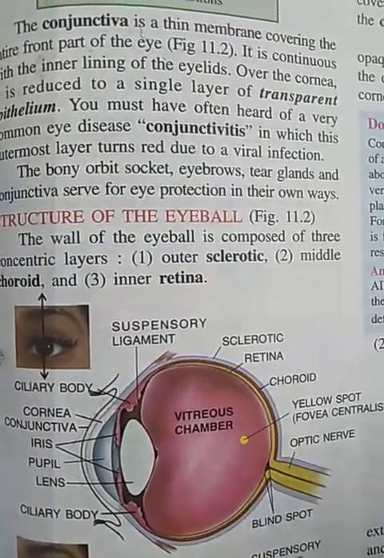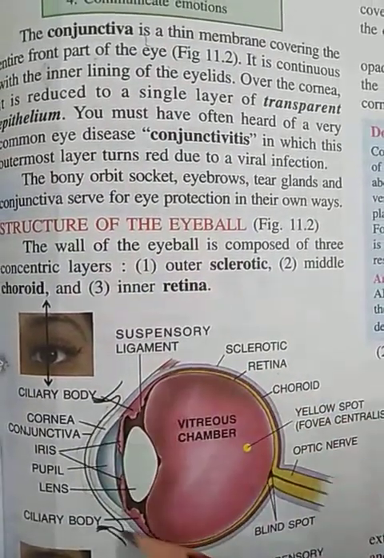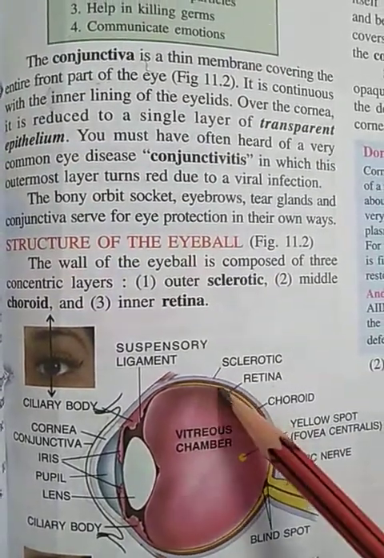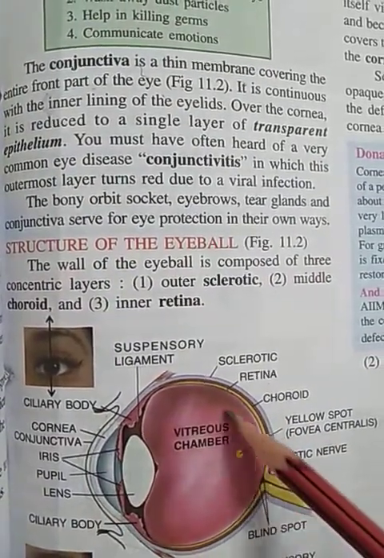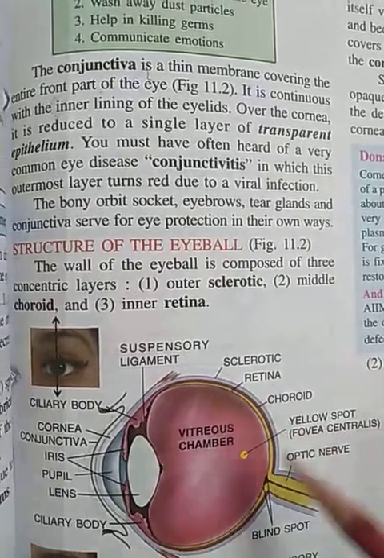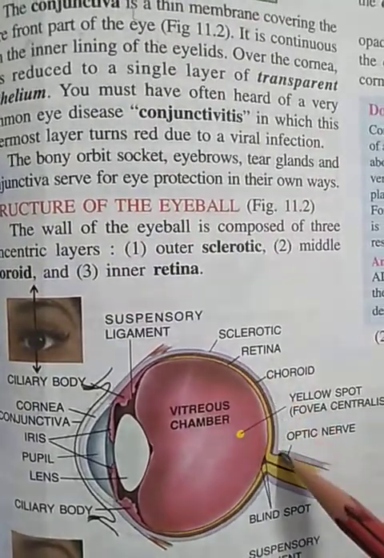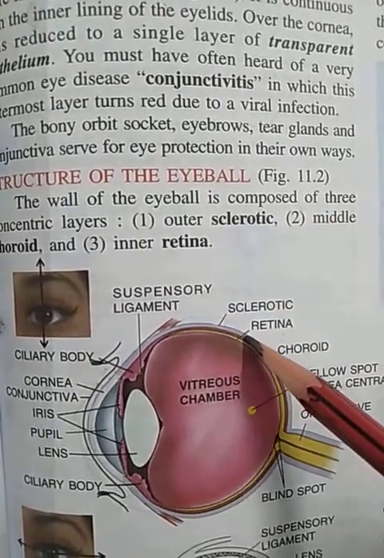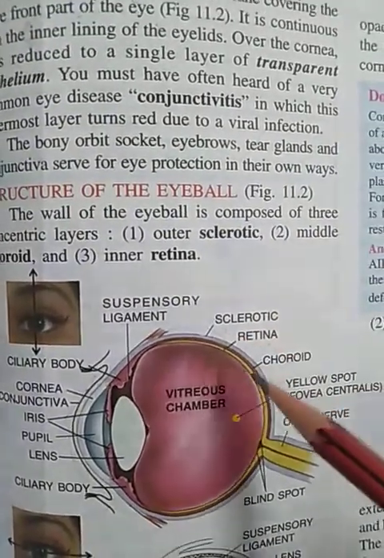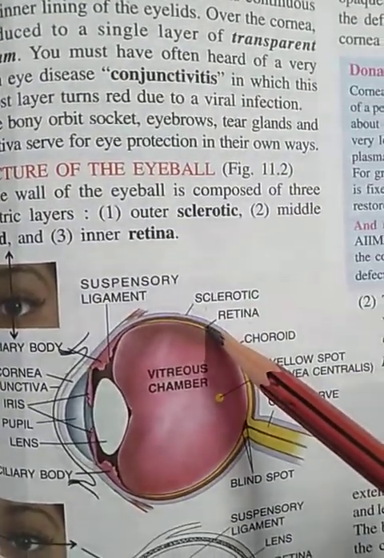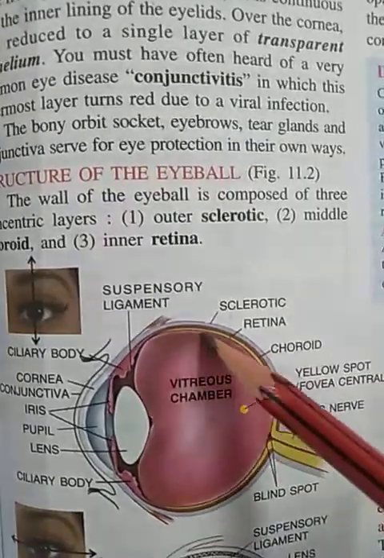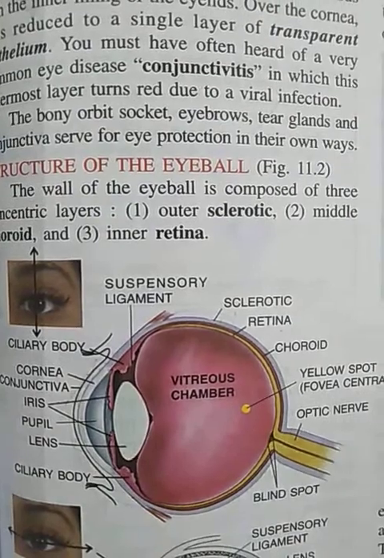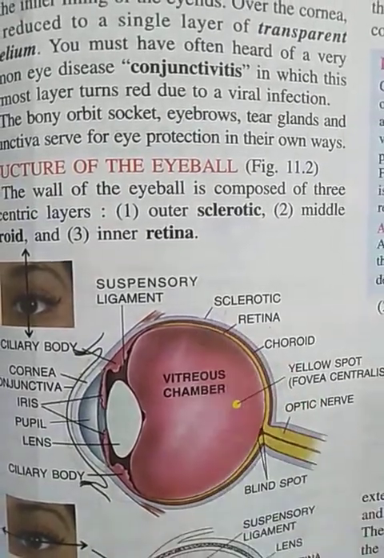Now students, we will learn about the structure of the eyeball. Our eyeball is composed of mainly 3 concentric layers. Here you can see there are 3 concentric layers. The outer layer, which is here grayish in color, is the sclerotic layer. The middle one is called the choroid layer, and the inner one, yellow in color, is known as the retinal layer.